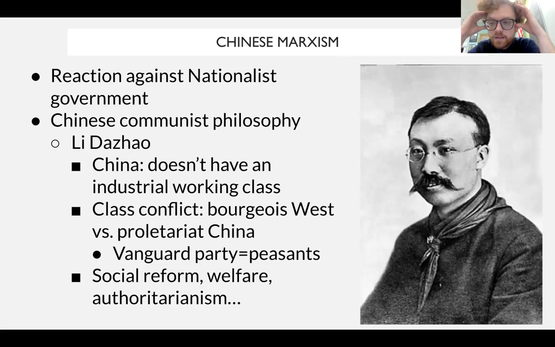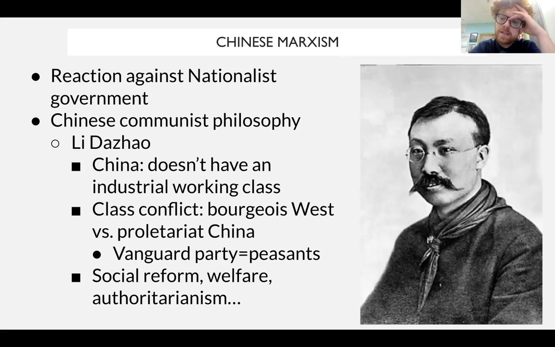So Li is going to say that class conflict in China is largely a division between the peasants, who are going to be the Chinese proletariat in Li's case, against the West and those who have westernized in China. So China already has class conflict. That's enough, according to Li, for a communist revolution. We don't need to worry about industrialization the same way that Leninism or Stalinism does.